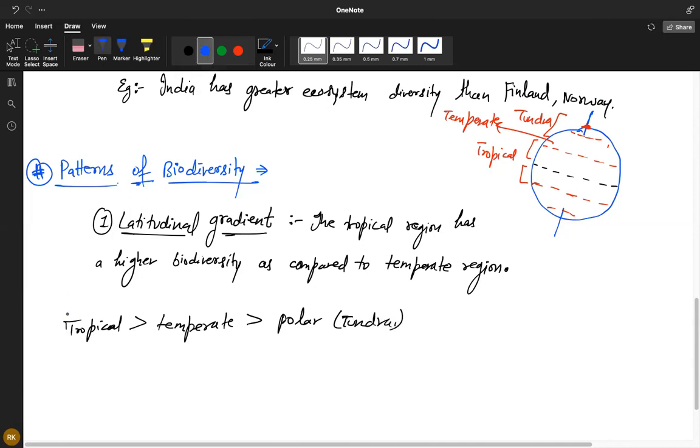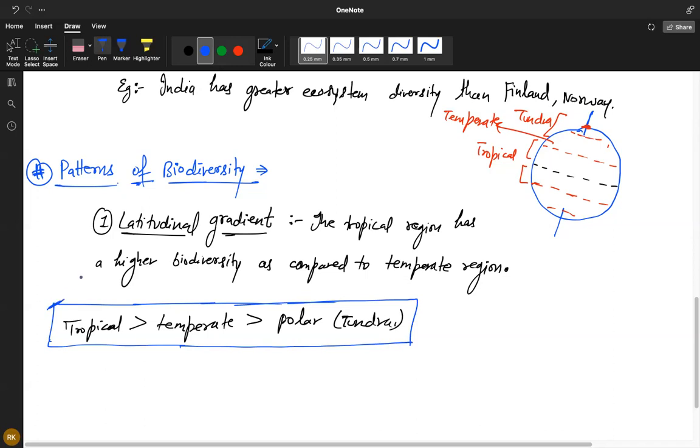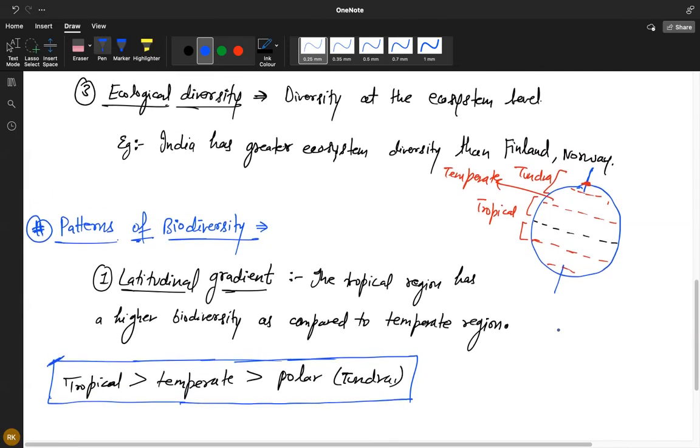But why is that? Why do you think this is the case? Why do we have very low diversity in temperate and polar regions? Any idea? Any thought? Yes, Samara.